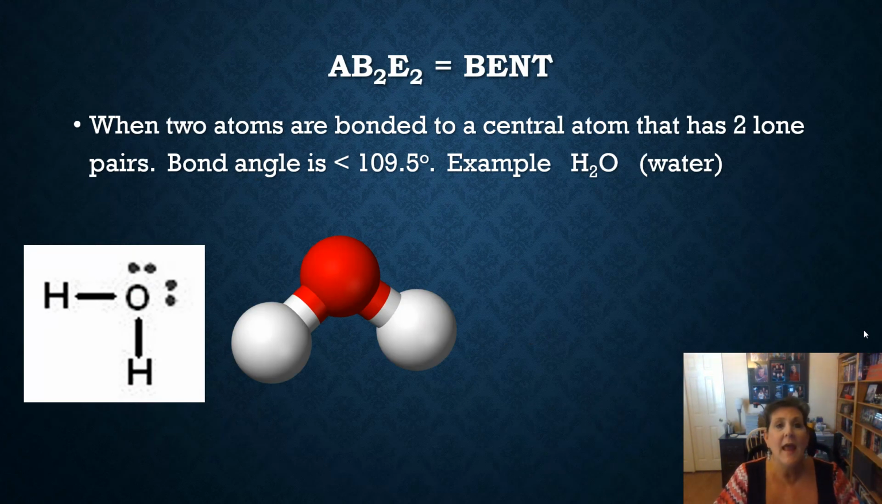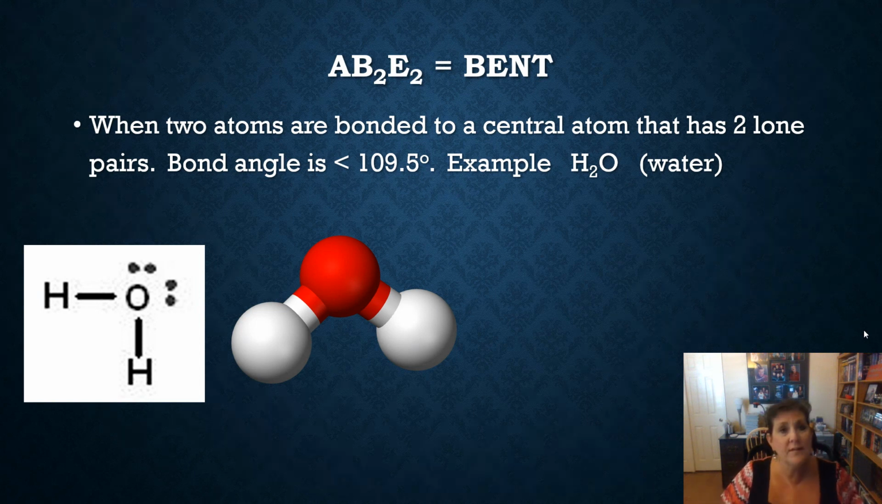And the last one, AB2E2. Now this one's also bent. It has 3 atoms that are not in a straight line. So how can you tell it from the other bent? Well, the number of lone pairs. This one will have 2 lone pairs on the center atom. That's why it's called AB2E2. Remember, E is electron lone pair, and there's 2 of them.